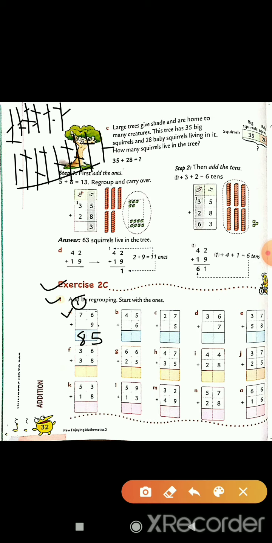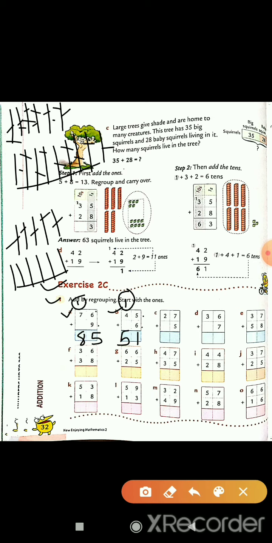Got it, students? Next, B. 45 plus 6. At the place of ones, 5 and 6 are there. Add them. 1, 2, 3, 4, 5. 1, 2, 3, 4, 5, 6. 6 is the bigger number. So what comes after 6? 7, 8, 9, 10, 11. So 11, write 1 at the place of ones and 1 will be carried to the tens column. 1 plus 4 is equals to 5. So our answer is 51.